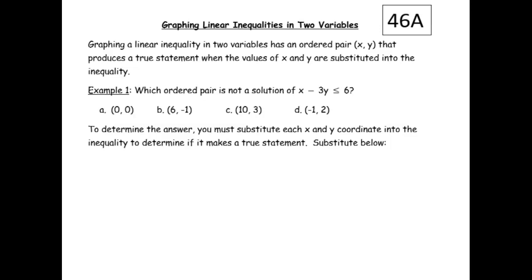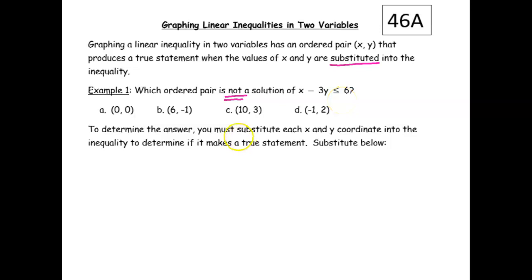Hey guys, today we are going to talk about graphing linear inequalities with two variables. A solution of a linear inequality in two variables is an ordered pair (x, y) that produces a true statement when the values of x and y are substituted into the inequality. So what that means is, here in example 1, it says which ordered pair is not a solution of x minus 3y is less than or equal to 6.